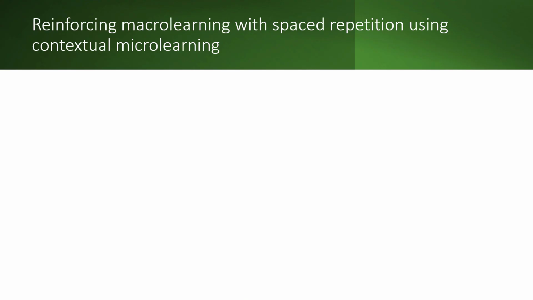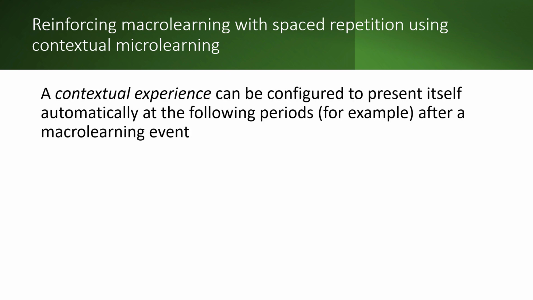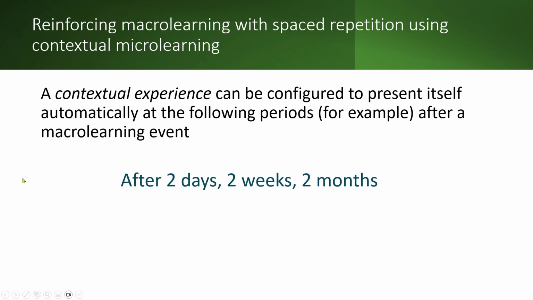After a macro learning event takes place, like a synchronous class or even asynchronous learning that you're doing through a learning management system, automatic reminders can be sent to the learners to reinforce parts of that learning. And that can be done through contextual microlearning. So a contextual experience can be configured, and I'll give an example of that, to present itself automatically, for example, following periods after a macro learning event. Let's say after 2 days, after 2 weeks, after 2 months.